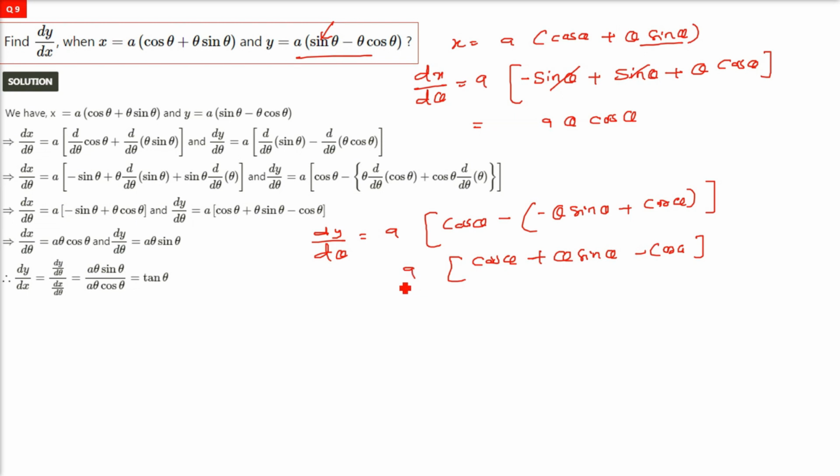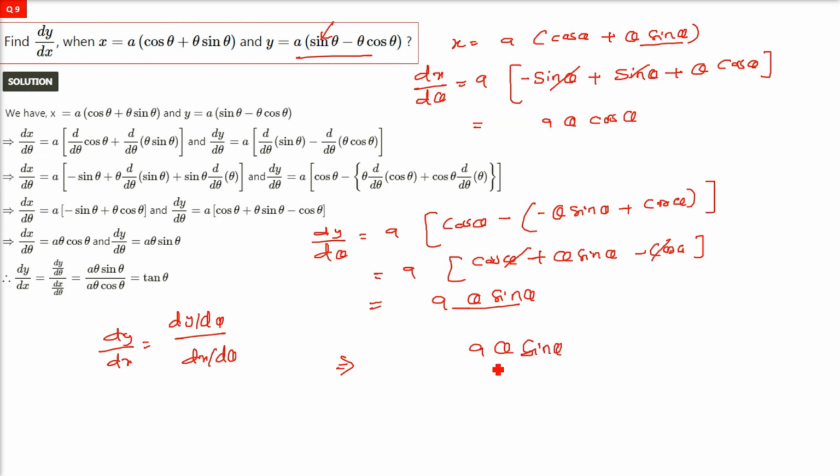So now here cos theta gets cancelled, and you'll get a theta sine theta. So this is your dy by d theta. So in order to find dy by dx, you can write it as dy by d theta divided by dx by d theta. So this implies a theta sine theta divided by a theta cos theta. So this gets cancelled out. Sine theta by cos theta is tan theta.